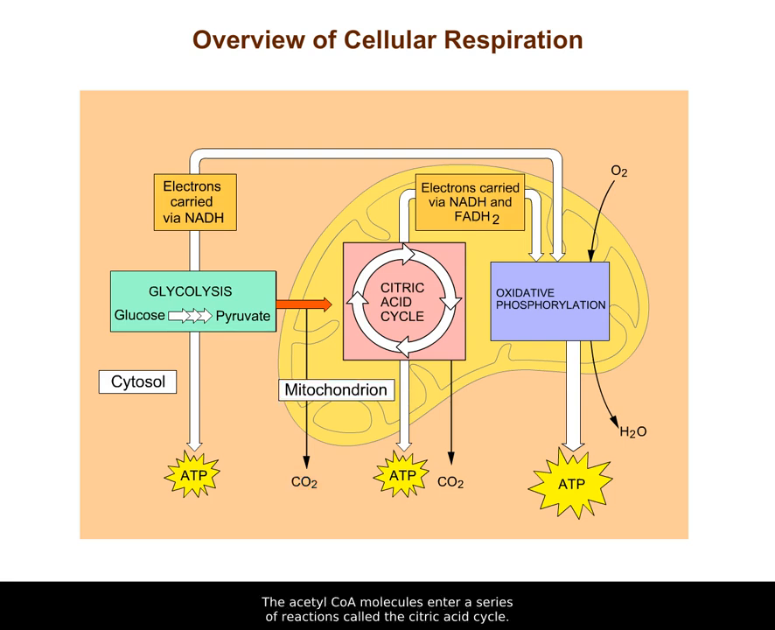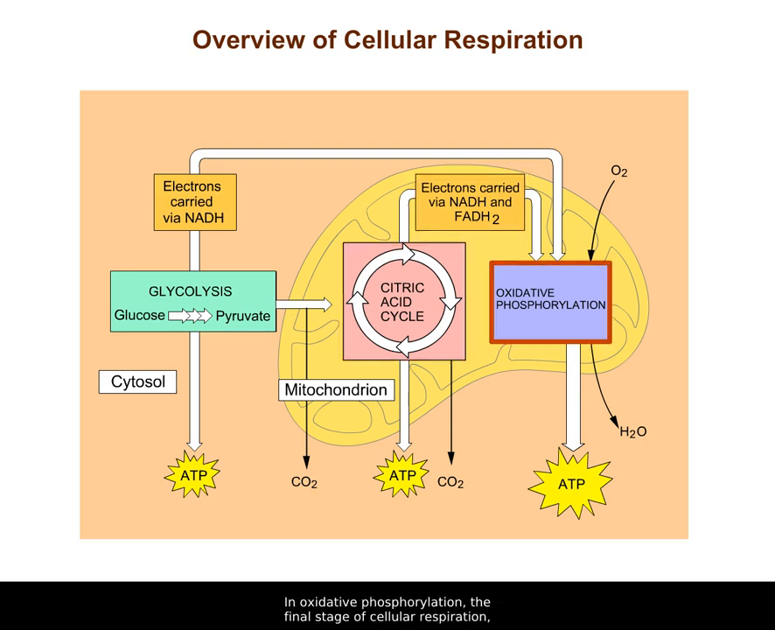The acetyl-CoA molecules enter a series of reactions called the citric acid cycle. More carbon dioxide is released as the citric acid cycle completes the oxidation of glucose. In the citric acid cycle, a small amount of ATP is formed by substrate-level phosphorylation, but most of the energy released by the oxidation of glucose is carried by NADH and FADH2.